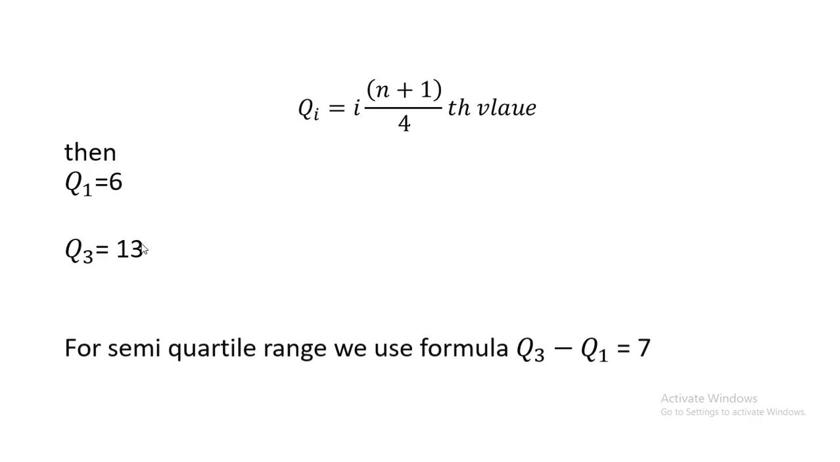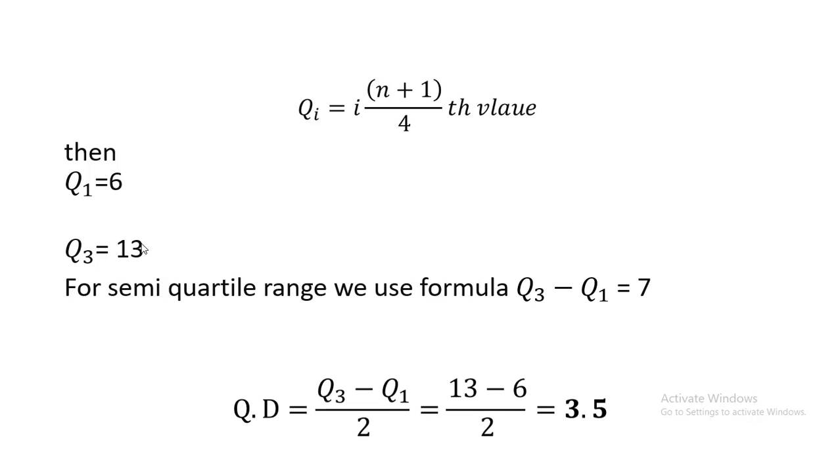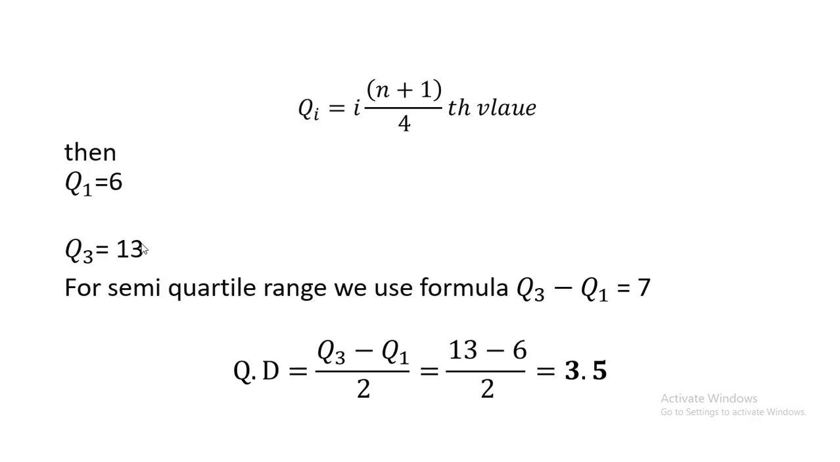If you need to find the interquartile range first, that is Q3 minus Q1, which is 13 minus 6, which gives you 7. And quartile deviation is equal to (Q3 minus Q1) divided by 2, which is (13 minus 6) divided by 2, or 7 divided by 2, which is equal to 3.5. So that is how you calculate quartile deviation for ungrouped data, or case 1 data.